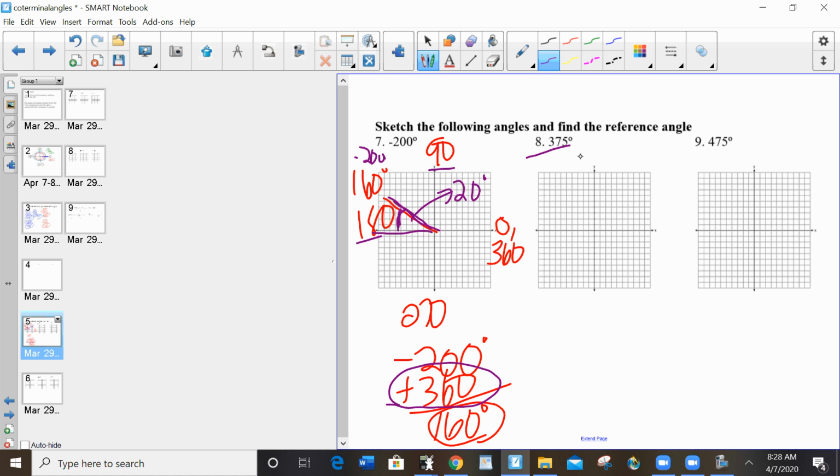375. Is 375 between 0 and 360? No. So I have to add or subtract 360 until it is. In this case, I'm going to subtract 360 since it's bigger than 360. I get 15 degrees.